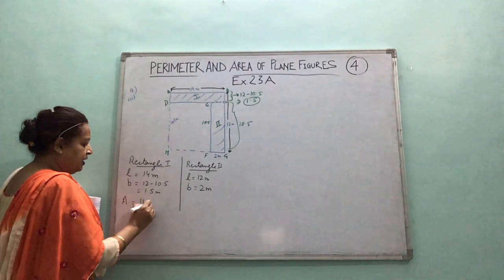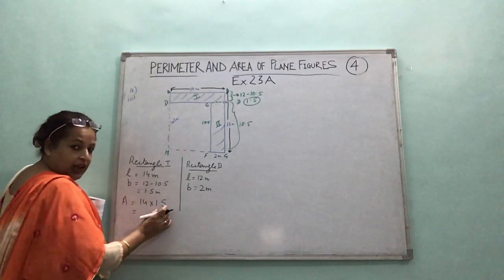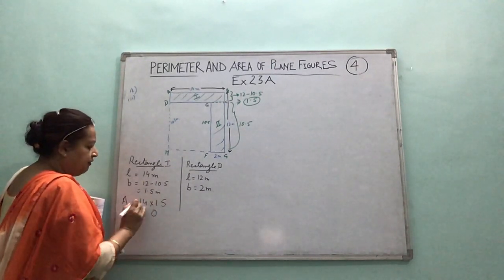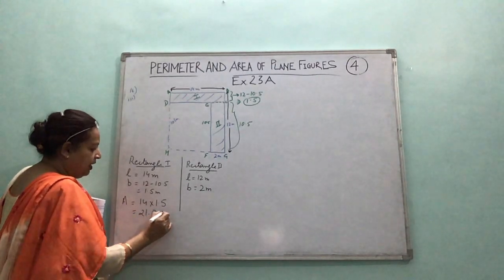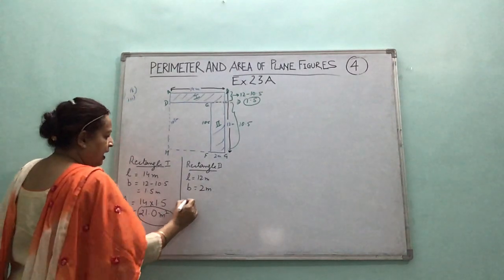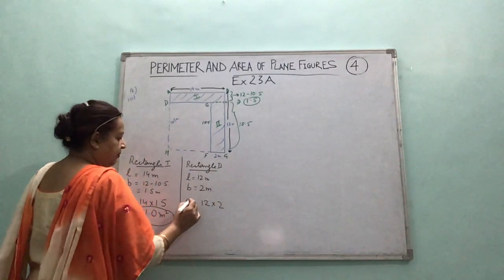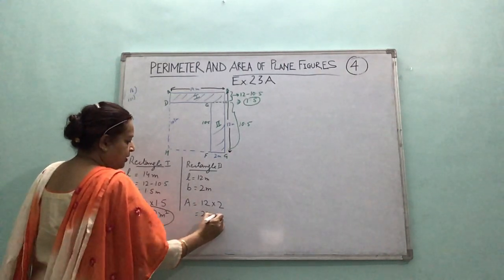Area is 14 into 1.5. Well, I will multiply without the decimal. 15 4 times is 60. 15 ones are 15 plus 6 is 21. So 21 meters square. Area of rectangle 2 is 12 into 2, length into breadth. So it is 24 meters square.